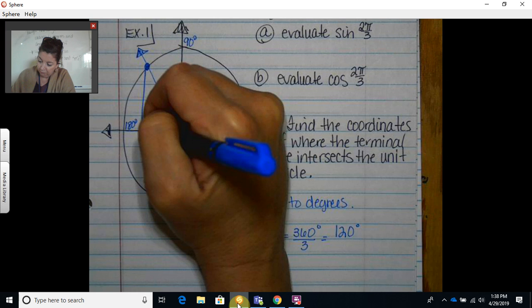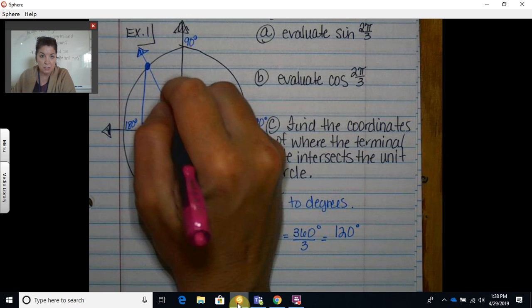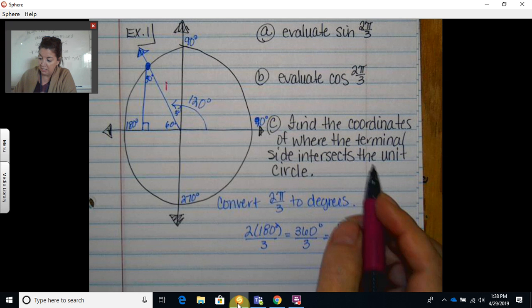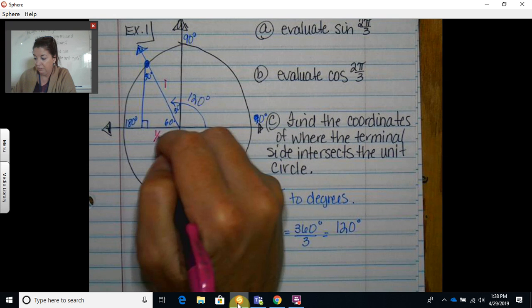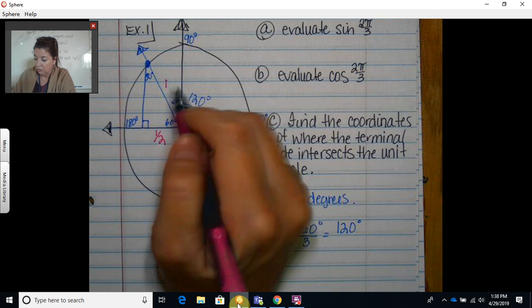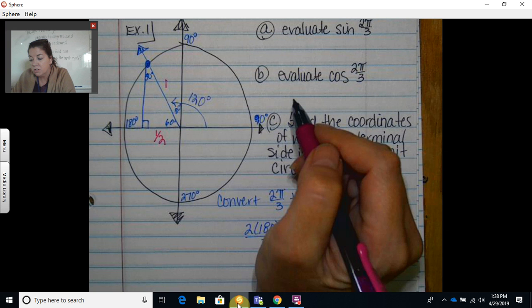And let's label our sides. What's the length of the hypotenuse again? 1. 1, always in a unit circle, it's 1. In a unit circle, what's the length of the smallest side, which is always across from the smallest angle? 1/2. 1/2, good. And then what's the length of the side across from the 60-degree angle? It's radical 3/2. Square root of 3/2.